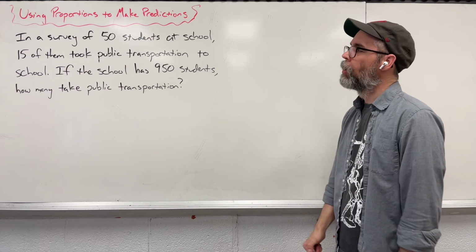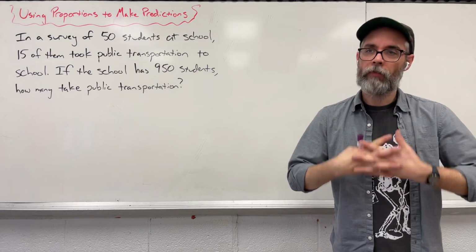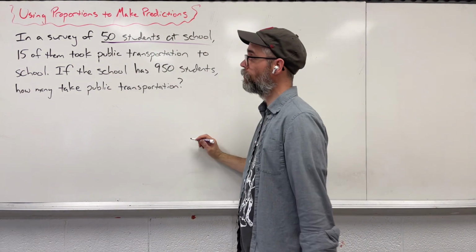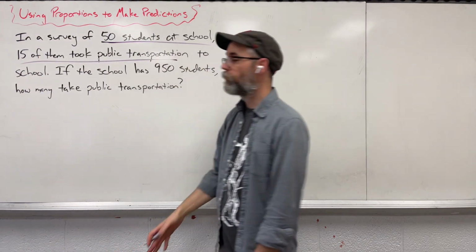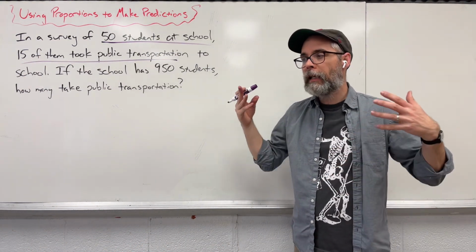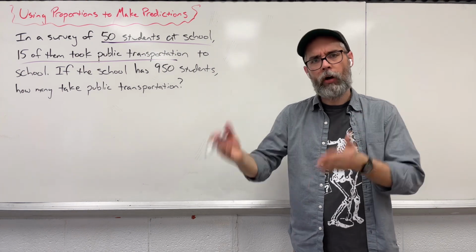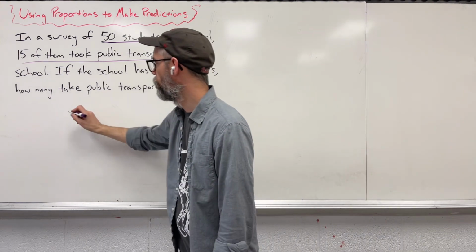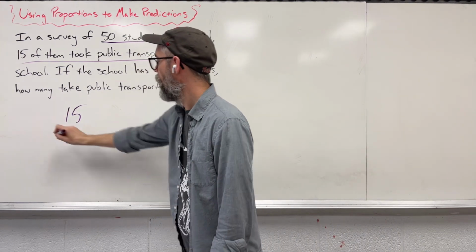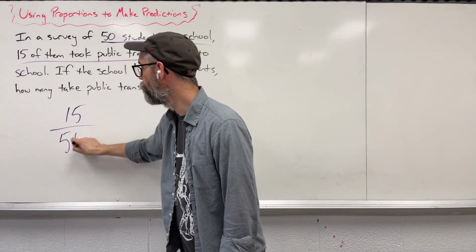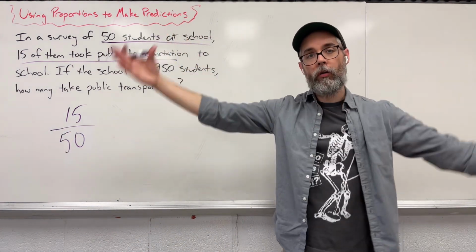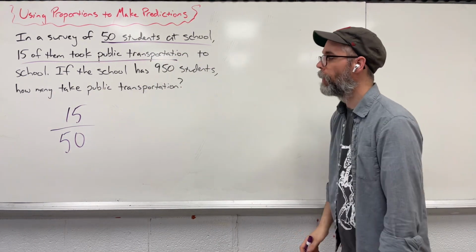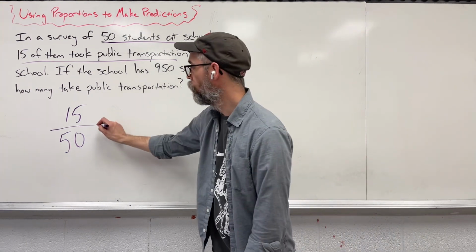Just taking a prediction. Okay, so we need to set up our first ratio, our first fraction comparing two numbers. We want to compare the number of students at the school to the number of people that actually took public transportation. And I like to keep it in the rule of part over the whole. The part in this case is going to be 15 people took public transportation, and the whole is going to be how many people were surveyed. Out of the 50 people surveyed, the part, the 15, is going to go on top. Okay, there's one ratio.